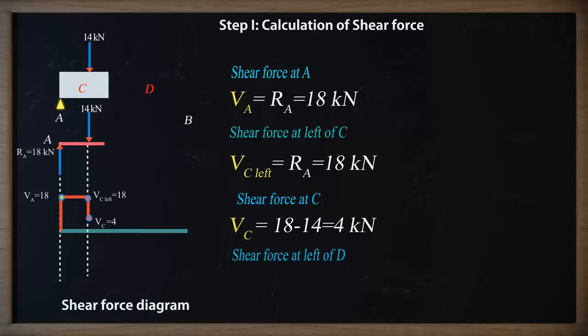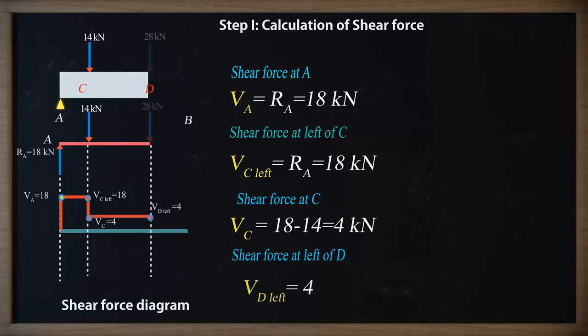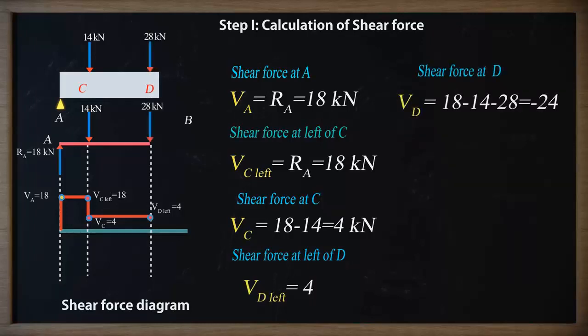Let's move to point D and repeat the same procedure. Shear force to the left of point D equals 18 minus 14 equals 4 kN and shear force at point D equals 18 minus 14 minus 28, that is equal to minus 24. As shear force at point D is negative, it will be shown below the x-axis.